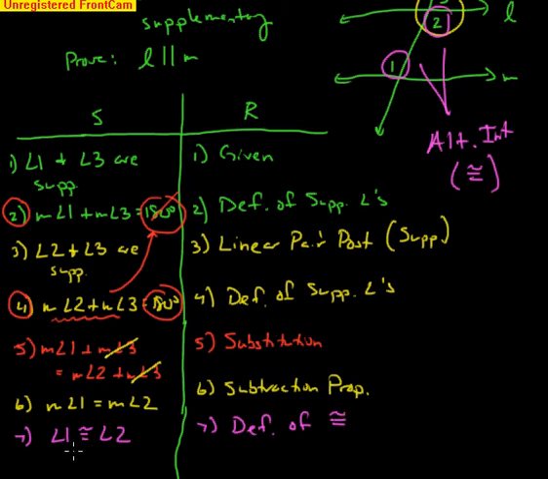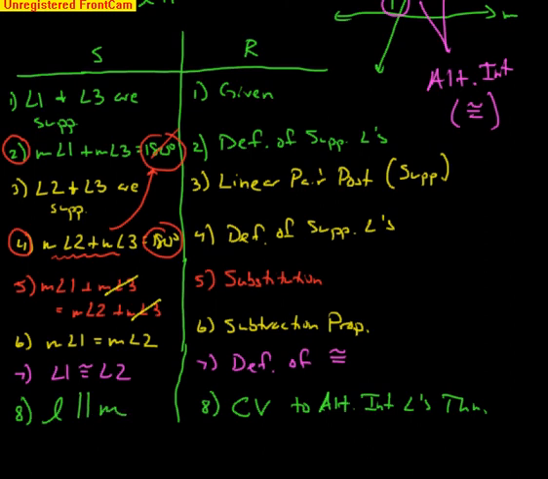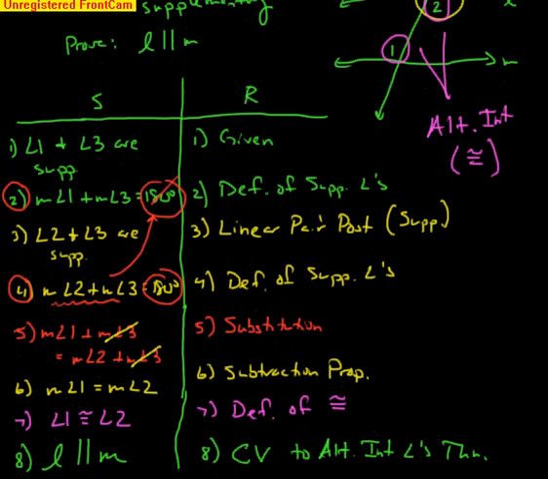And now we have these two angles congruent. They are alternate interior angles. So by the converse, because we're proving lines parallel, by the converse to the alternate interior angles theorem, we can say that L is parallel to M. Okay? And there's the proof.